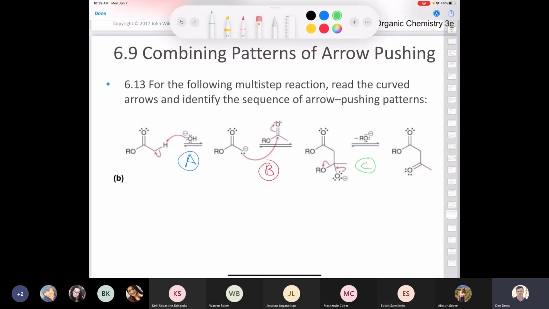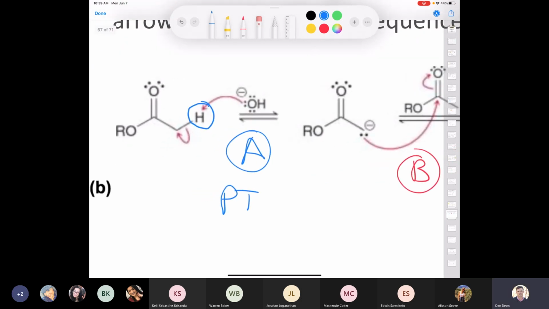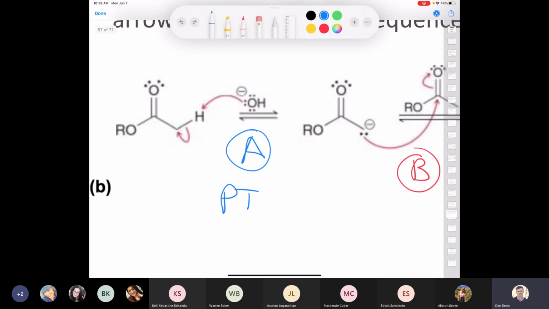Would this be a nucleophilic attack? Proton transfer? Yeah, that's what it looks like to me. I would say that you are right, Autumn. This is a proton transfer, because you see that we're transferring this proton from the ester, and it's being transferred to the hydroxyl. And we're drawing 2 curved arrows at once. Both of these are part of the proton transfer.